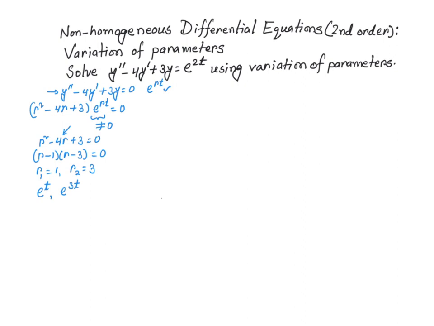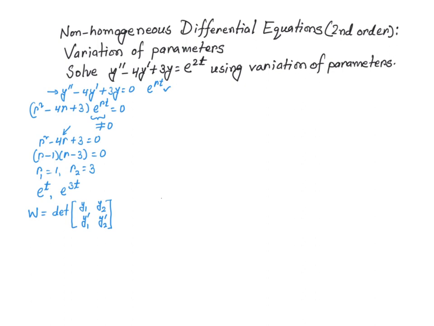Now we are going to go ahead and find the Wronskian. The Wronskian is something very simple to find. You find the determinant of this, so it's very easy. Let's say e to the power t is y1, e to the power 3t is y2. So it's going to be y1 and y1 prime in the first column, and in the second column is going to be y2 and y2 prime. And you take the determinant of it.